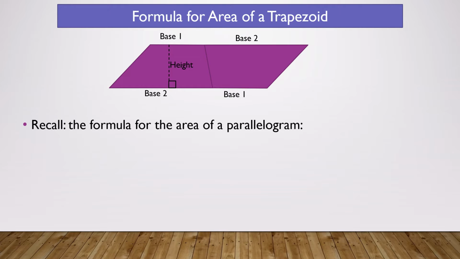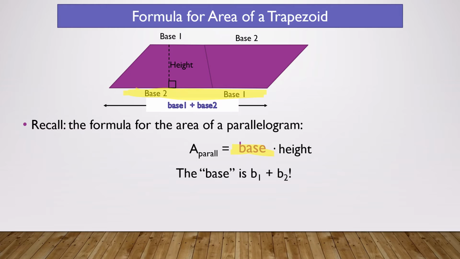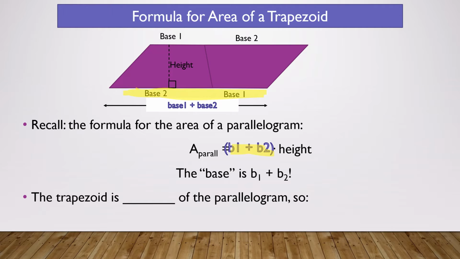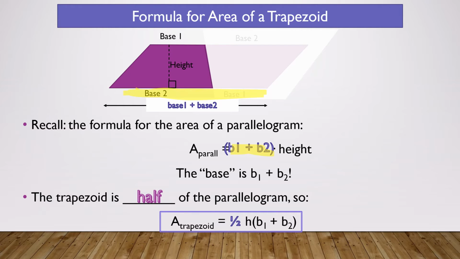We want to recall the formula for the area of a parallelogram, which is base times height. Now, if you're looking at this, this whole piece is our base. So we need to do base 1 plus base 2 instead of just a base. So that would be base 1 plus base 2 times height. Now, you guys know that a trapezoid is half of a parallelogram, so the equation for this would be 1/2 times height times base 1 plus base 2.